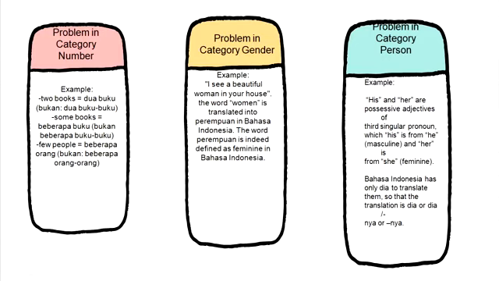Example of problem in category number. 2 books means 2 buku. Some books means beberapa buku, bukan beberapa buku-buku. Example of problem in category gender. I see a beautiful woman in your house. The word woman is translated into perempuan in Indonesian. The word perempuan is indeed defined as feminine in bahasa Indonesia.